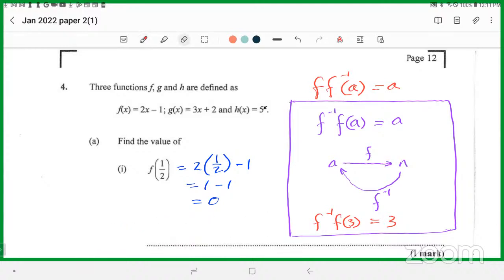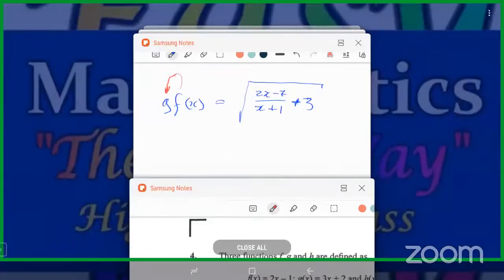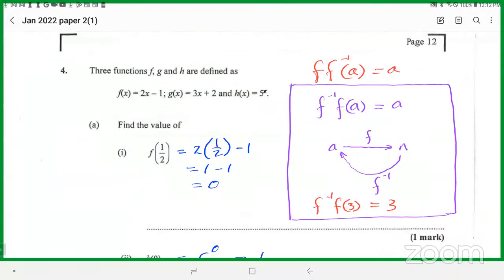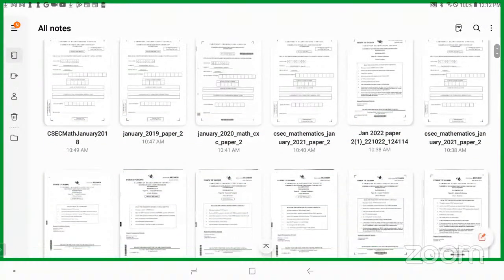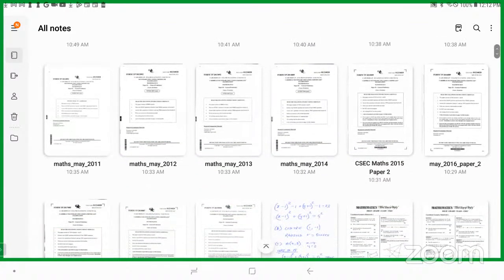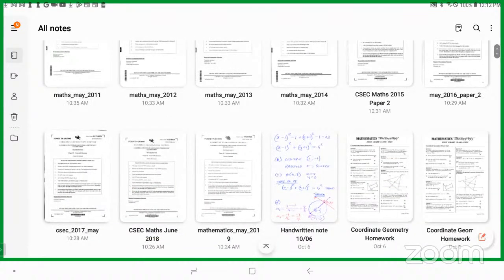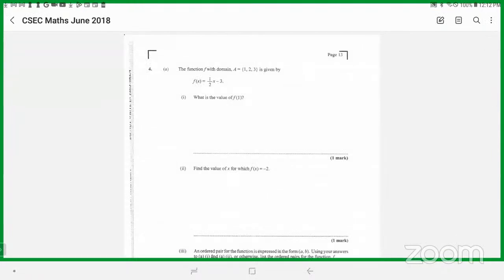Right? Let's look at another paper, 2018. So I'm looking for May, June 2018. Practicing the recent exam papers, I want us to get comfortable with how all the exam questions are set. We are preparing for this exam. I want us to get comfortable and familiar with how the questions are written. All right? So this is another question, set out a little bit differently.